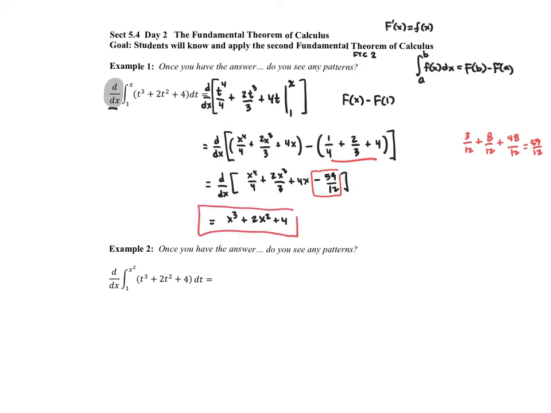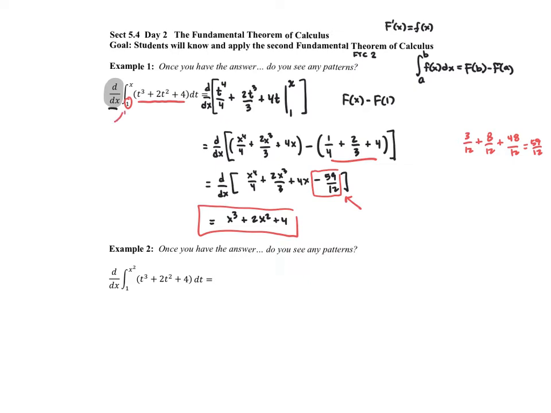Now, let's take a look at the original and see if we find any patterns. Oh my goodness, look at that. So essentially, in this case, not in every case, but in this case, the constant made absolutely no difference with regards to the answer, right? Because I ended up just taking the derivative of that constant at the end when I evaluated, and it disappeared.